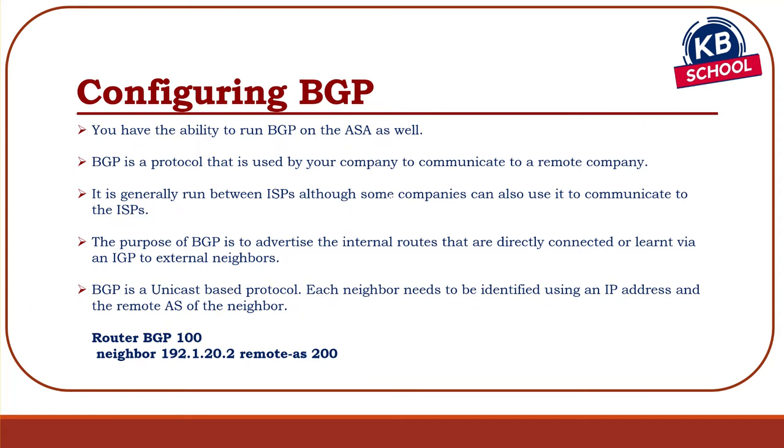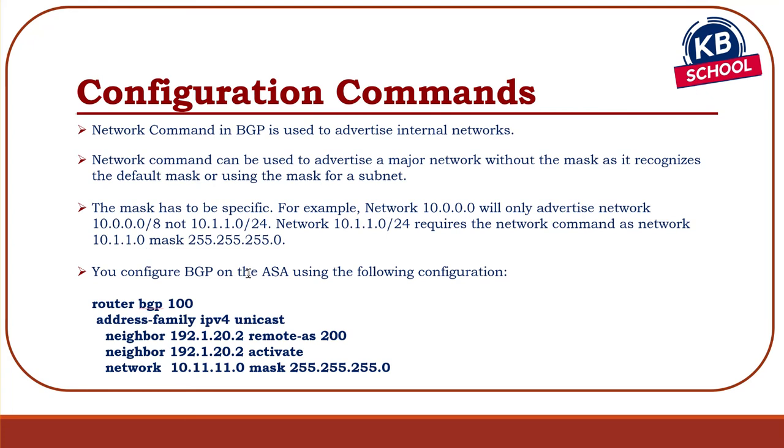All right. So what are the configuration commands? The network command in BGP is used to advertise internal networks. We just talked about it: not just the directly connected network, any route that is in my routing table can be advertised to my external neighbor. Now, how do I advertise it? Again, using the network command.